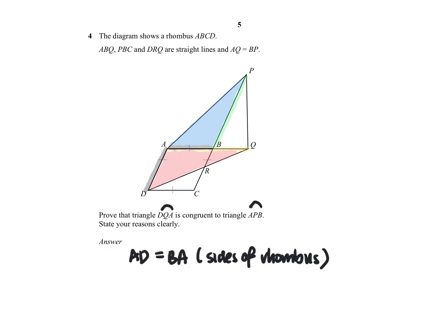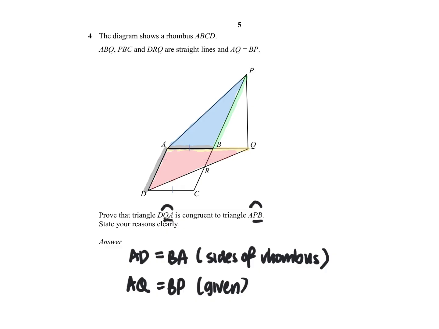So that's one. The next thing they give you is the AQ and the BP. Yeah, so these are given. So I already have two sides. I need to prove one more thing that is the same. What is it? AB.